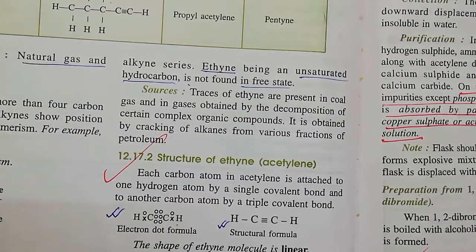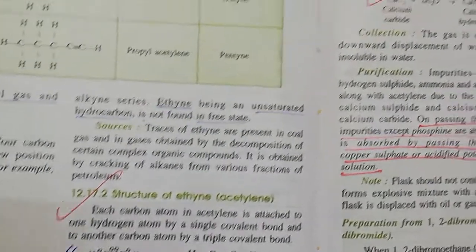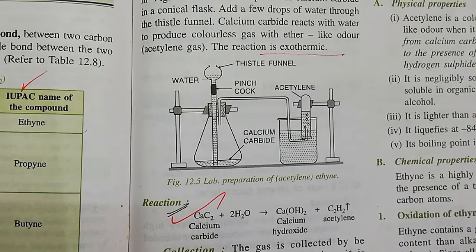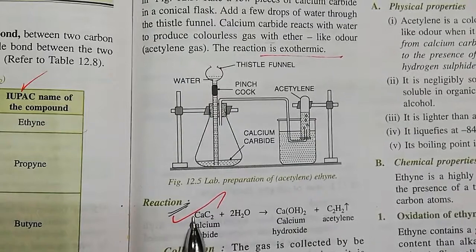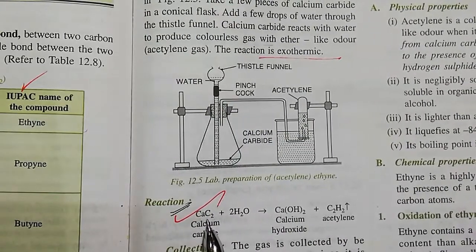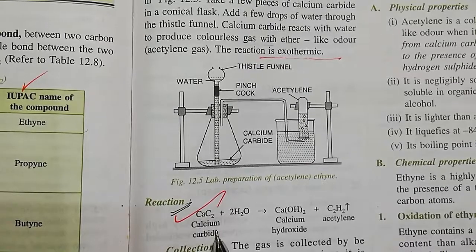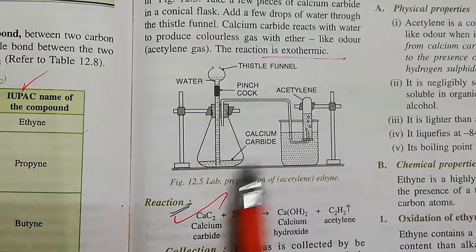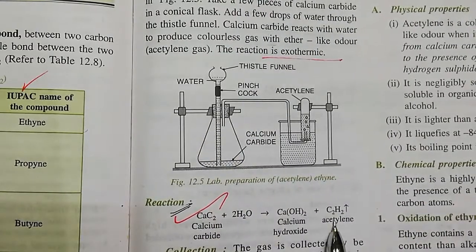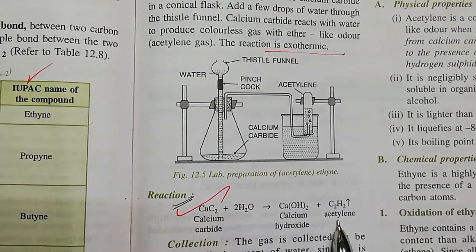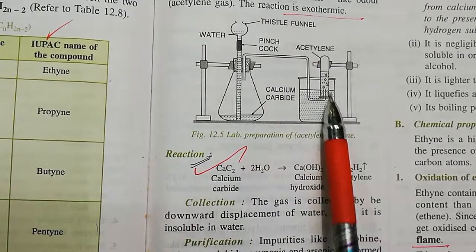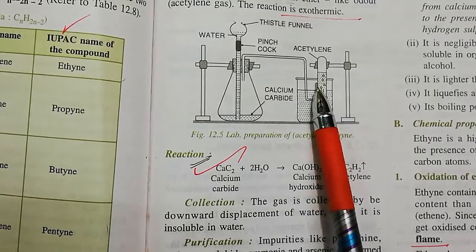Now we'll study the lab preparation of ethyne. Just look at figure 12.5 here. The reaction is exothermic, and acetylene or ethyne is produced from CaC2, which is calcium carbide. Calcium carbide reacts with water, which is allowed to fall dropwise, and we get acetylene or ethyne, having a sweet smell. The gas can be collected by downward displacement of water.